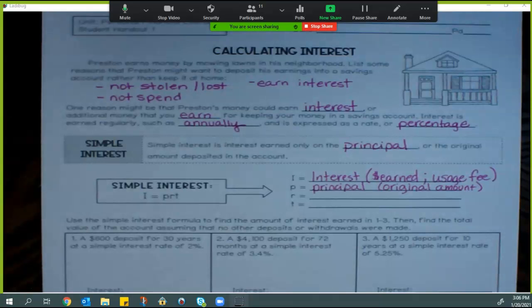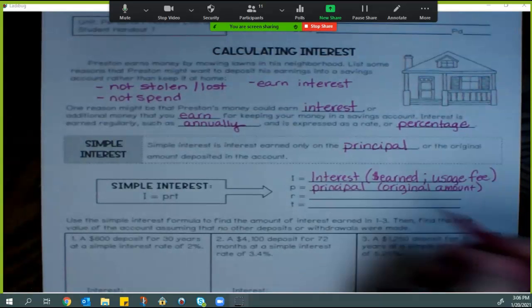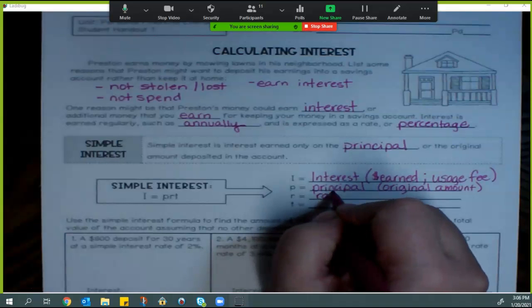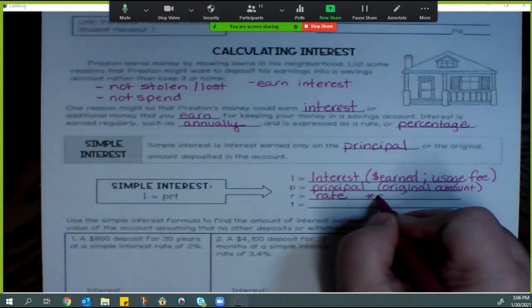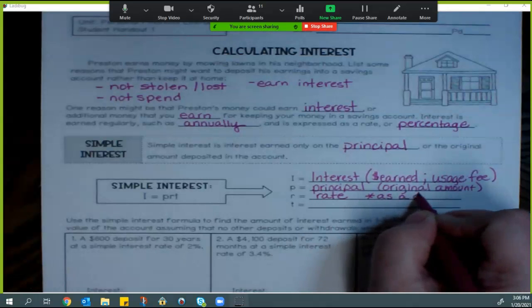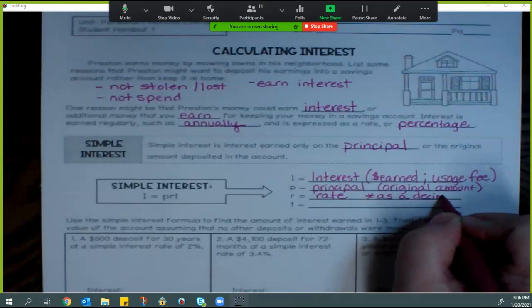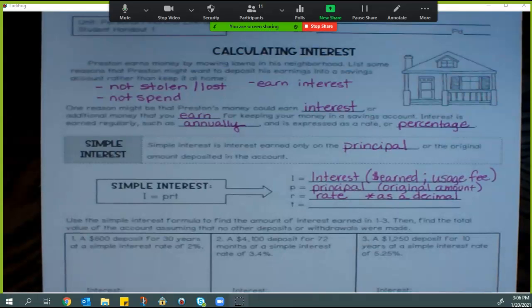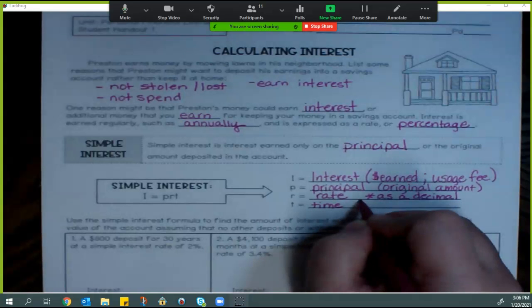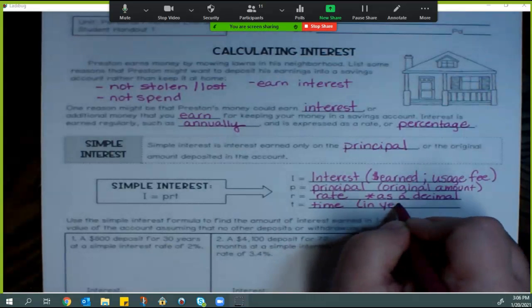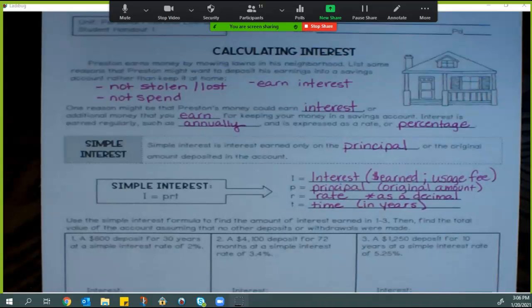And what does the R stand for? Rate. And in order to use the formula, the rate has to be in what kind of form? As a decimal. In order to put it in that formula, it has to be a decimal. And what does the T stand for? Time in years.